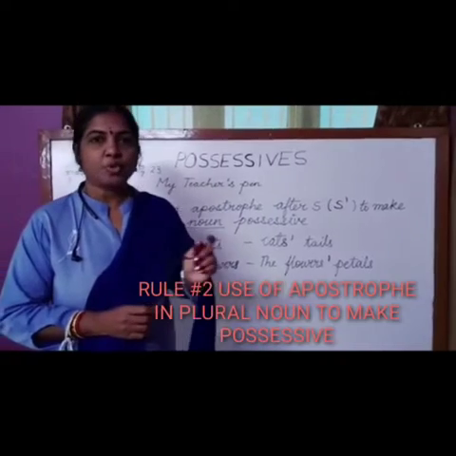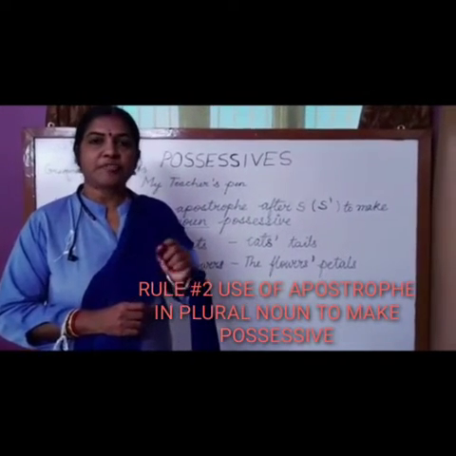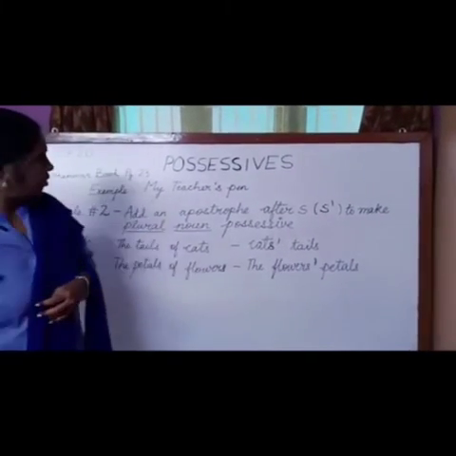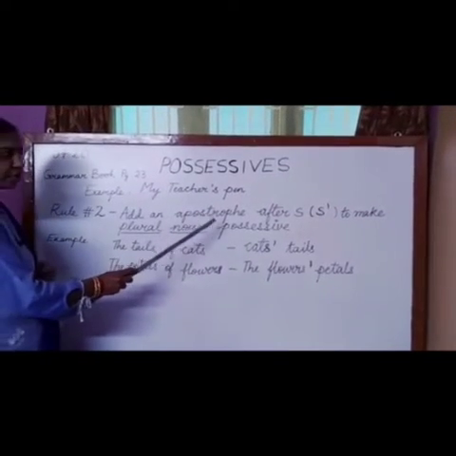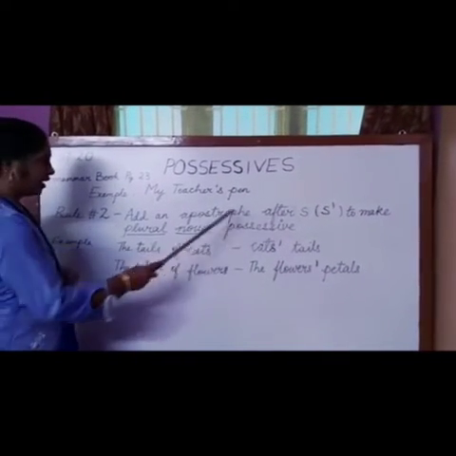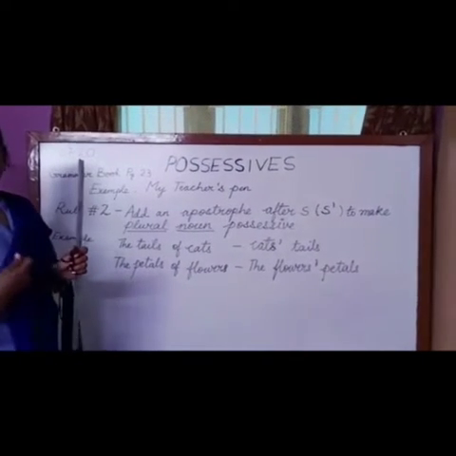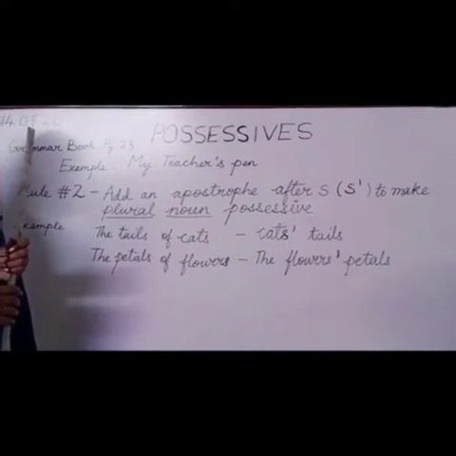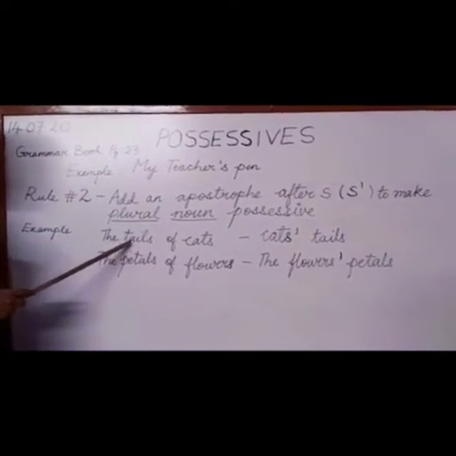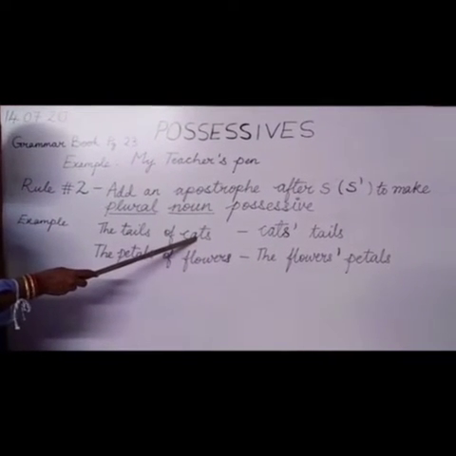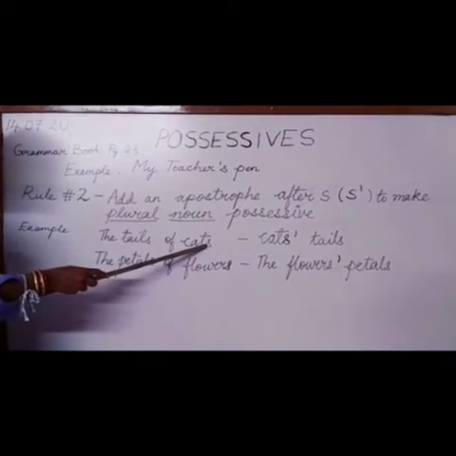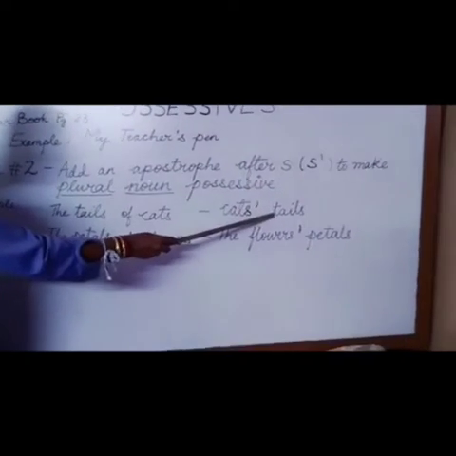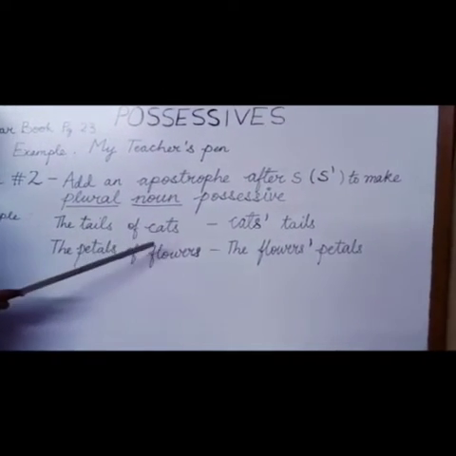The next rule, rule number 2, we are going to check where to use the apostrophe in a plural noun. You need to add an apostrophe after S to make the plural noun possessive. We learned in our previous class the plural having an S, isn't it? Which is more than one. Now, let us check the example. The tails of cats. Here cats is plural, which is already having an S. The apostrophe is placed after S. Cats' tails. As the cats are the possessor over here.